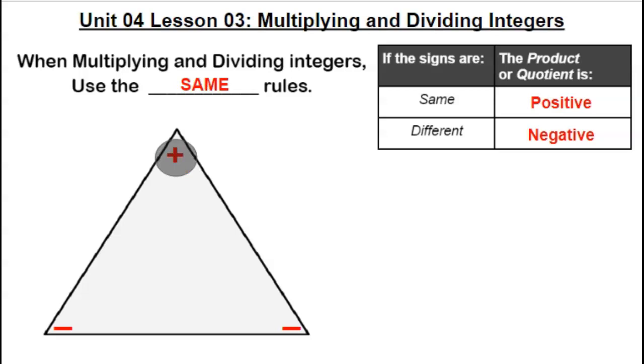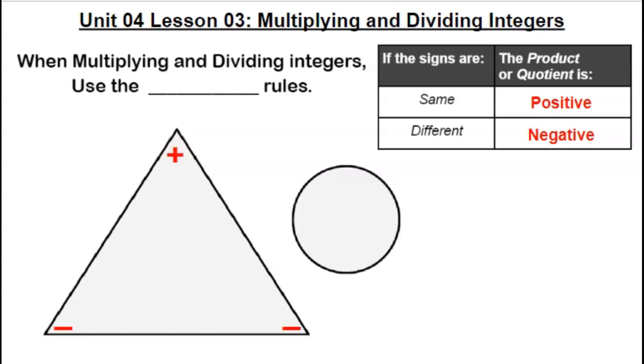If we are multiplying or dividing a positive number with a negative number, we cover those two signs, and the leftover sign will be our answer, a negative answer. So a positive times a negative equals a negative. However, if we have a negative times a negative, or divided by a negative, then our answer will be a positive answer.